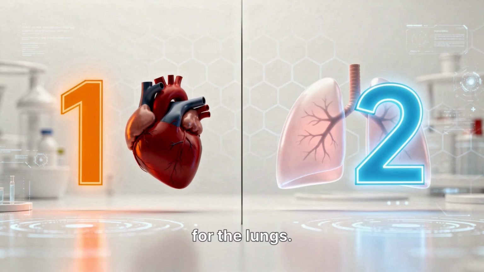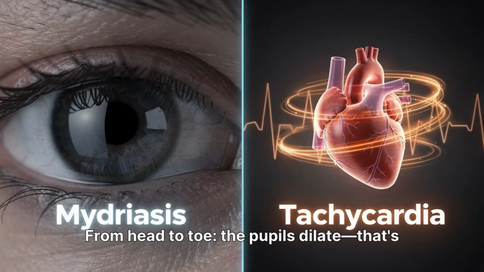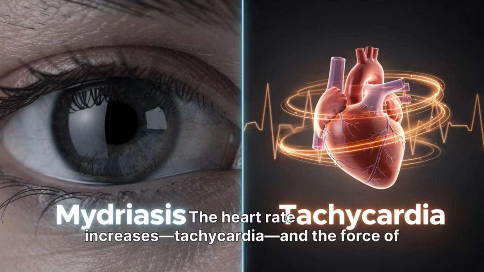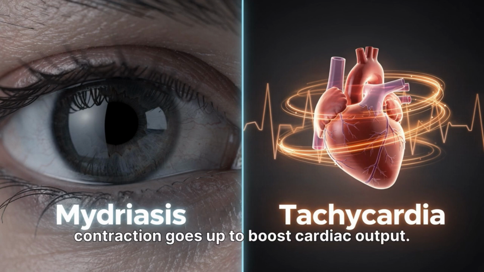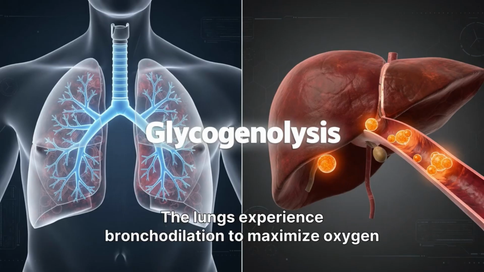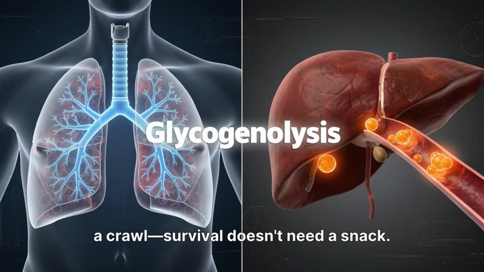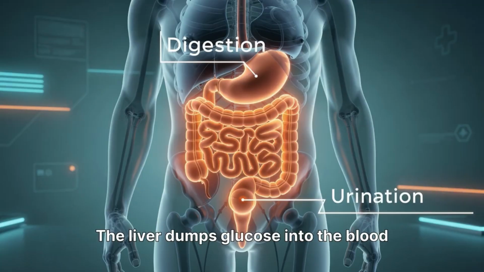The heart rate increases, tachycardia, and the force of contraction goes up to boost cardiac output. The lungs experience bronchodilation to maximize oxygen intake. Meanwhile, digestion and peristalsis slow down to a crawl. Survival doesn't need a snack. The liver dumps glucose into the blood for energy. This is glycogenolysis. And the bladder relaxes while the sphincter tightens, preventing urination during the fight.